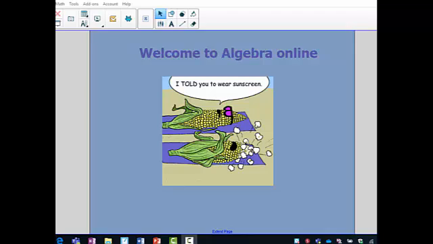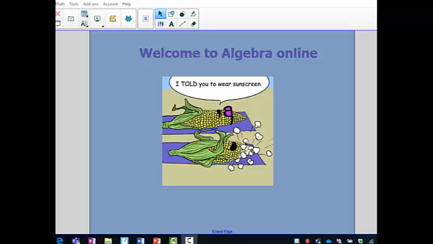Welcome to algebra. Here's a little comic to get you started for today. Thought it was cute. Today we're going to take a look at the mean absolute deviation.